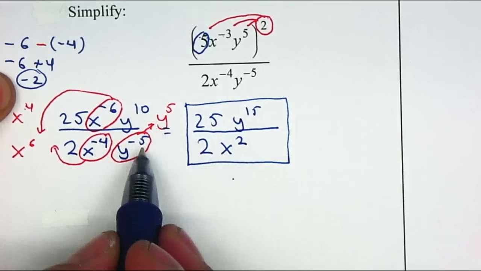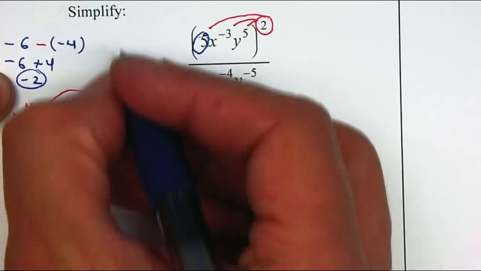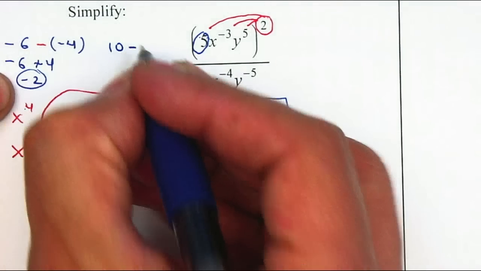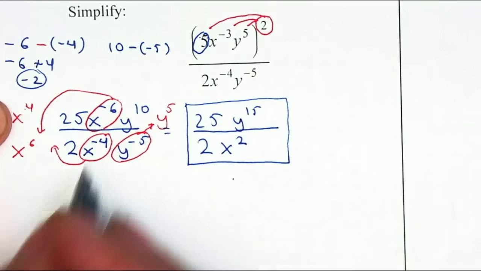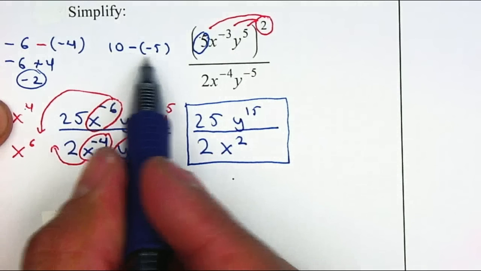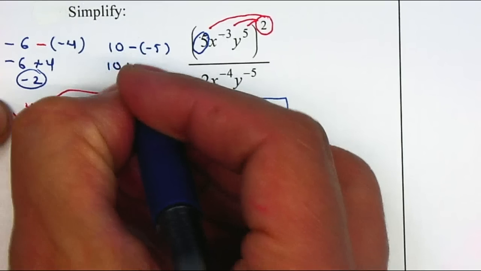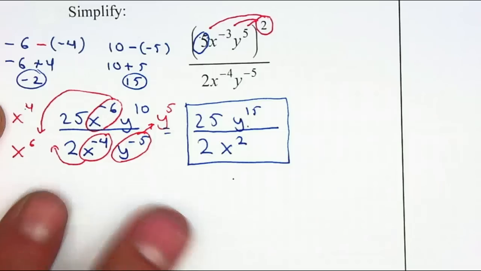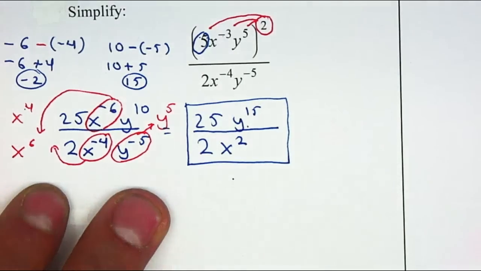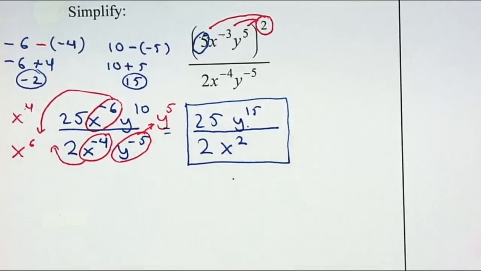Same thing with the y's. You can subtract if you want. You can do 10 minus negative 5. But don't forget that you have to subtract. The double negative becomes a positive, and that'll give me 15. Or just y to the 15. So remember, both ways work the same as long as you do it correctly and you are careful.